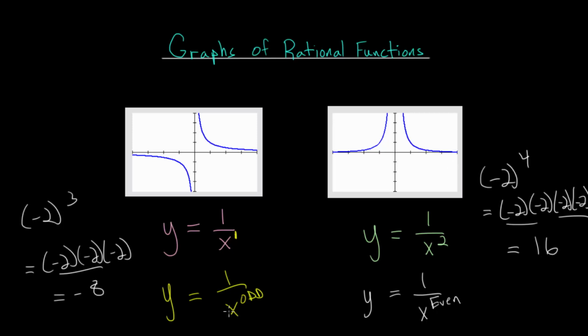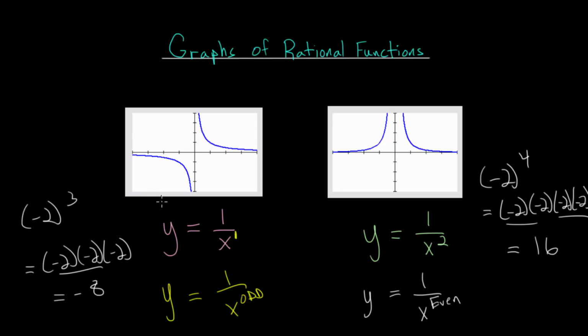So when x is raised to an odd power, the negative values that you plug in will give you negative y values as the output. But when you have x to an even power and you plug in negative values, they're all going to cancel each other out and you'll get a positive answer as the result. So when it's 1 over x to an even power, the negative input values will give positive y values. And when it's 1 over x to an odd power, the negative input values will give you negative output values.